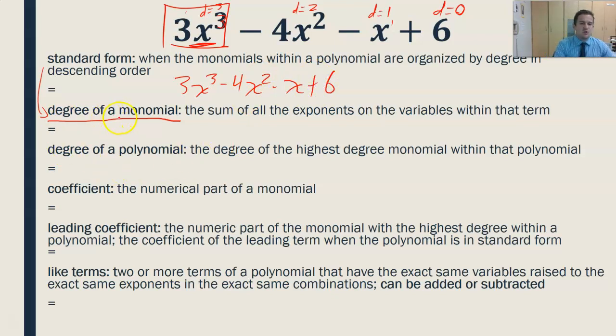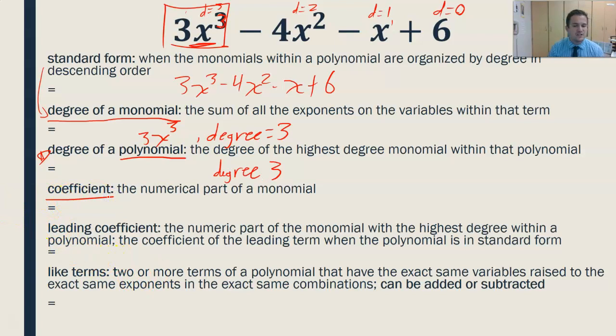And then again, the degree of a monomial, in this case, if I was looking at the monomial 3x cubed, the degree would be equal to 3, because that's the value of this exponent here. The degree of a polynomial is the degree of the highest degree monomial within that polynomial. Basically, the largest exponent in the entire polynomial. So this one right here is the largest, so the degree of this whole polynomial is going to be 3, because it's the biggest exponent.